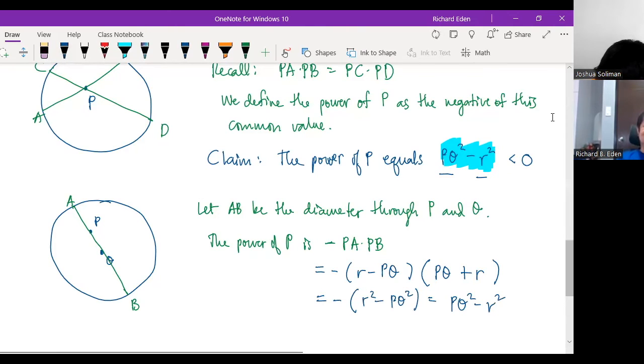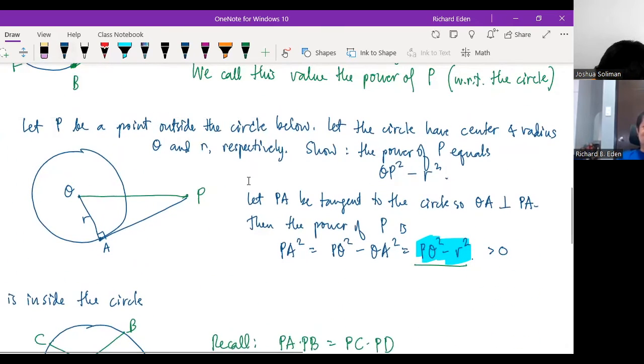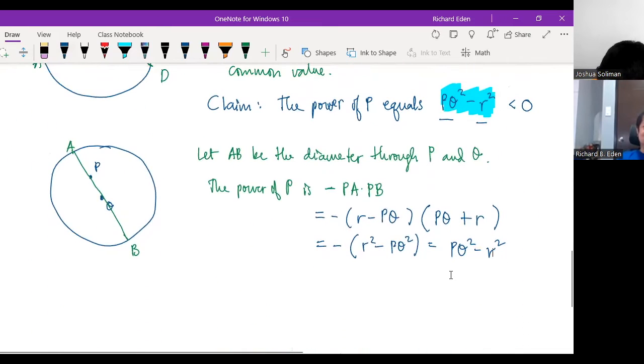So it seems that way. If P is outside the circle, the power is PO squared minus R squared, and if P is inside the circle, it is also PO squared minus R squared. What if point P is on the circumference of the circle? What is the power of P? PO squared minus R squared is equal to 0. Although it's not useful, it fits. If P is outside, the power is positive. If P is inside, the power is negative. So the transition from positive to negative happens when P is on the circle, and there it is 0.